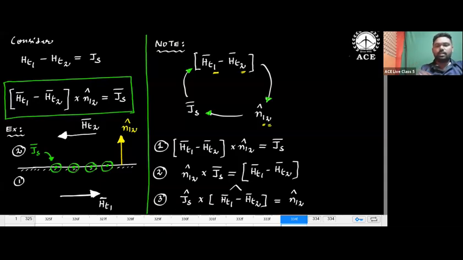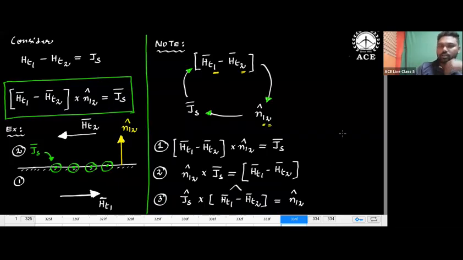JS is outside, cross HT1. HT1 is like this, JS is outside like this. So JS cross HT1: if you take the cross product of these two, I'm going to get N12. Okay, I leave this one. You do not find that many applications of this. No numericals on that one, but you should know how to write the things.